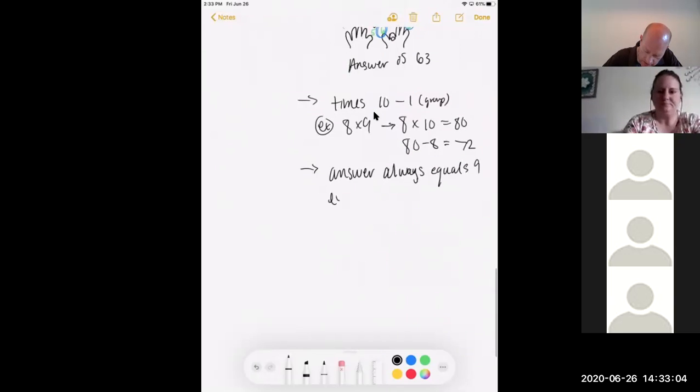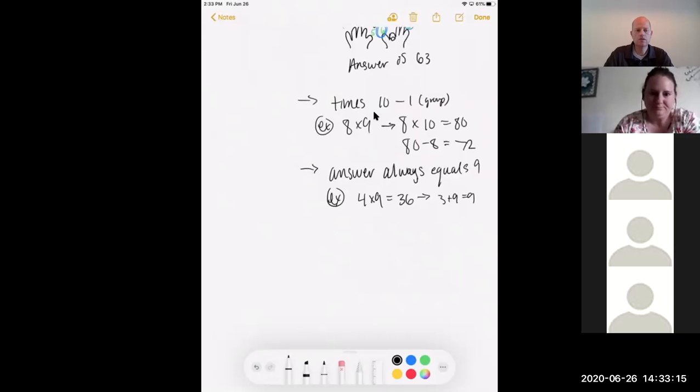Okay, so for example, we can do like 4 times 9. We know that that's 36. We know that 3 plus 6 is 9. Okay. So there's a good way to check your answer or to find it. So all of them, whoops, let me adjust here. Good.